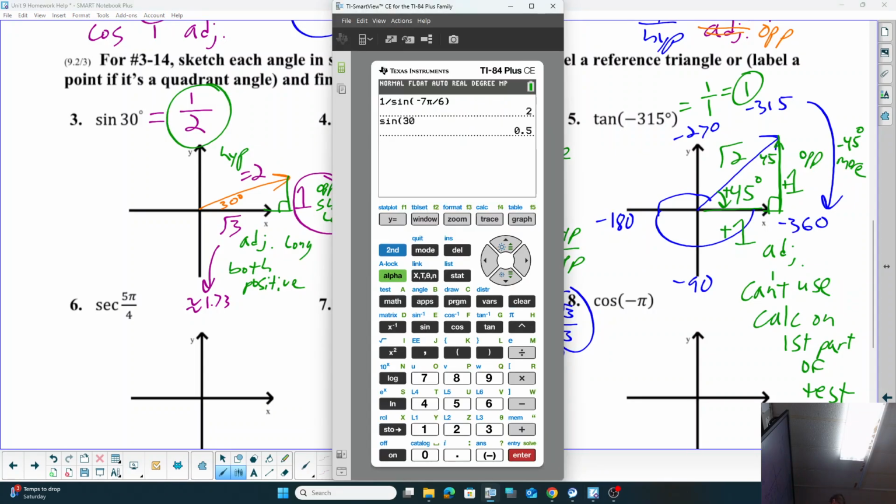Then we'll also do tangent of negative 315, which is just supposed to be 1. And it is 1.